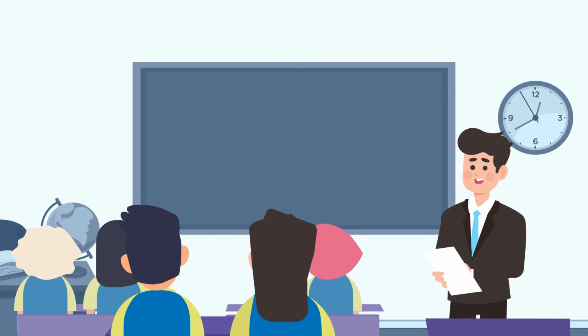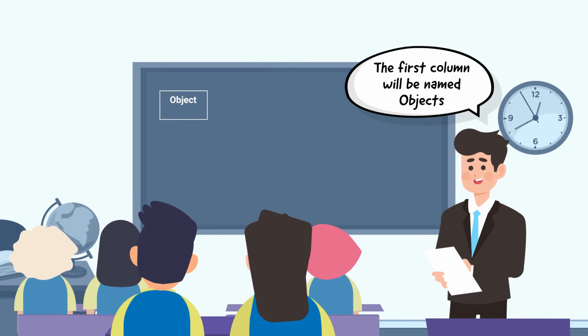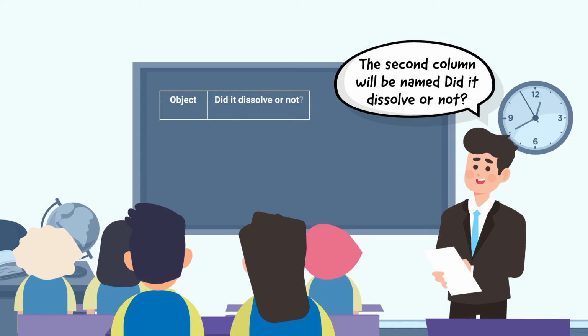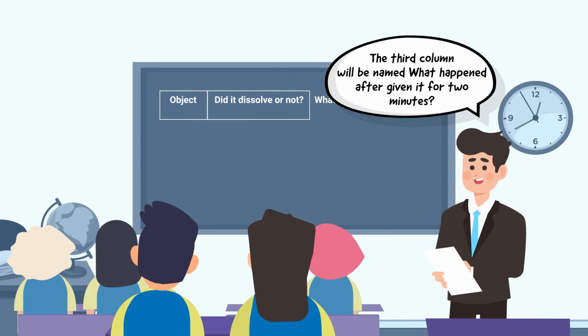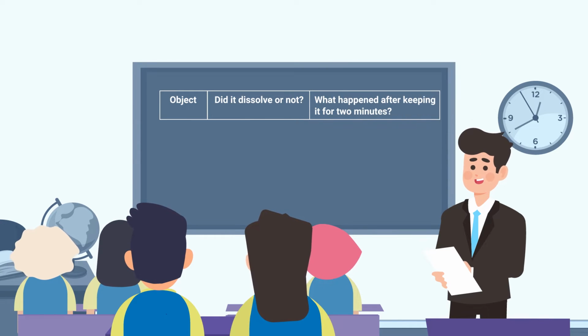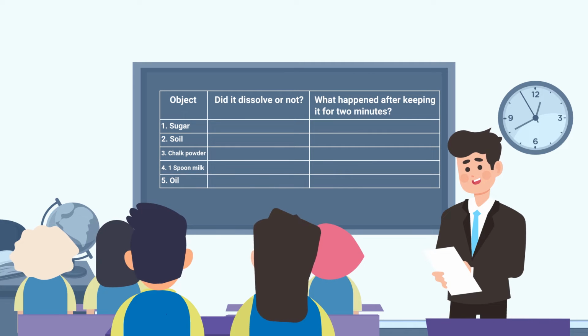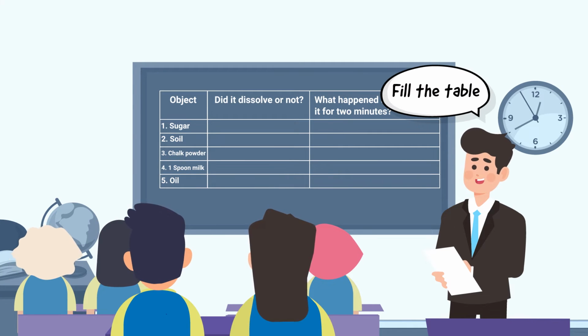The table should have 3 columns named Objects, Did it dissolve or not? And What happened after keeping it for 2 minutes. The table will look something like this. Ask the students to fill the table.